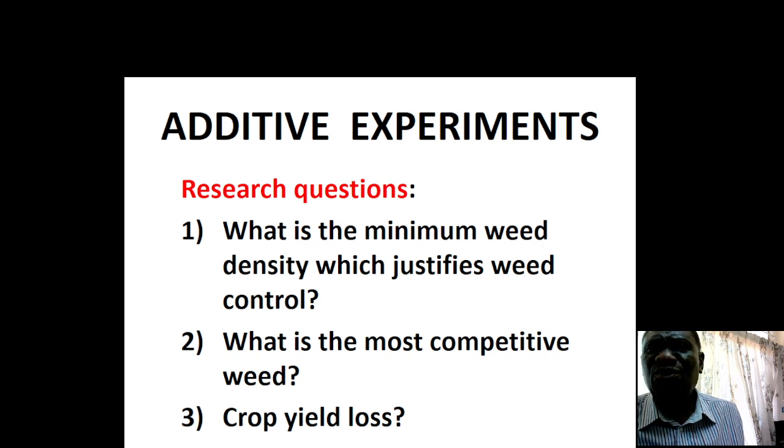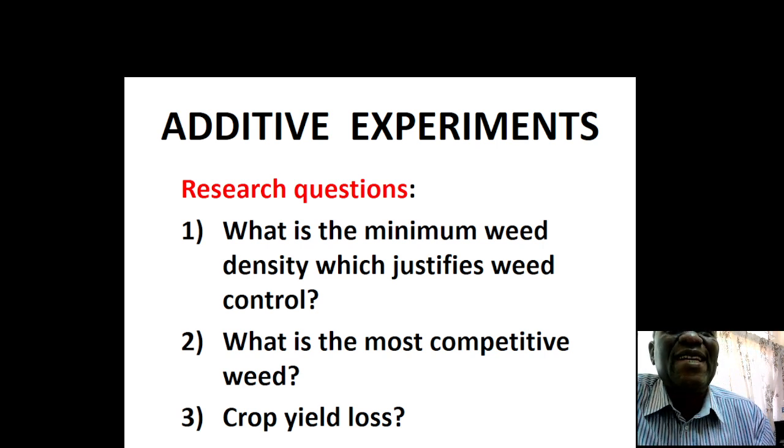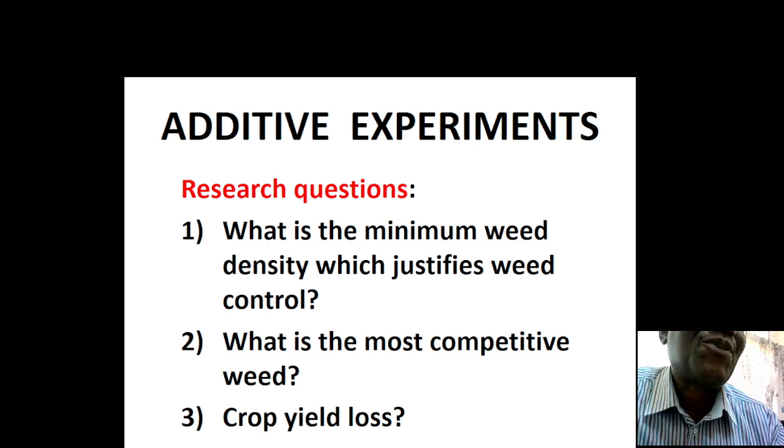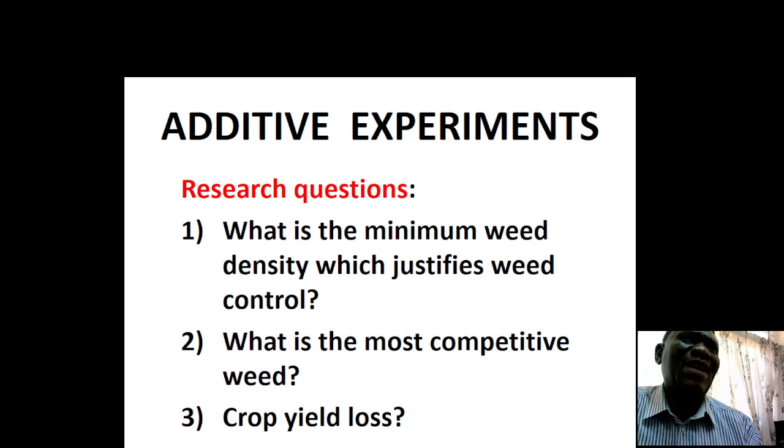So let us move on to the additive experiments, and I should say that these are quite important experiments. The objectives or research questions which we are interested in: number 1, what is the minimum weed density which justifies weed control? This is very important, you know. It has got a bearing on the inputs which we can use to control weeds.